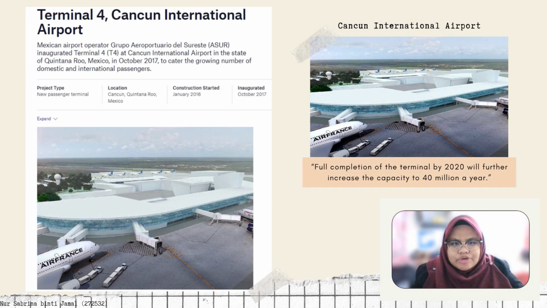Another example of tourism infrastructure construction that required huge expenditure is Terminal 4 at Cancun International Airport. The construction began in January 2016, covering 64,000 square meters. The new terminal consists of 10 buildings with two-level double-height spaces and a mezzanine level. The building cost 177 million US dollars. The terminal has made Cancun International Airport the country's second busiest airport after Mexico City International Airport.